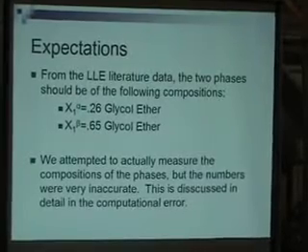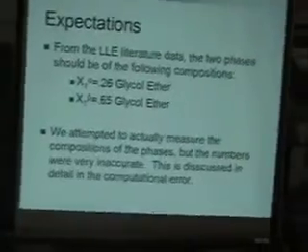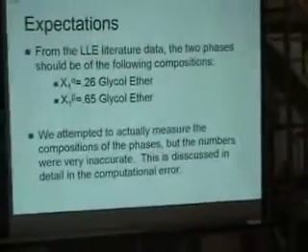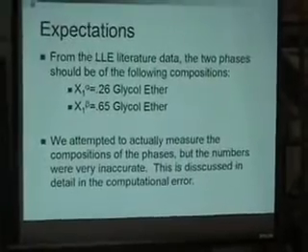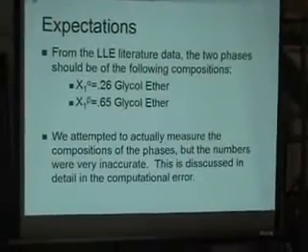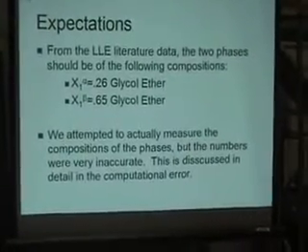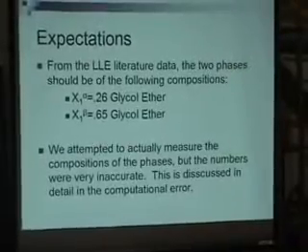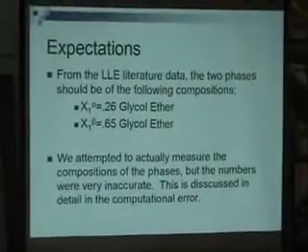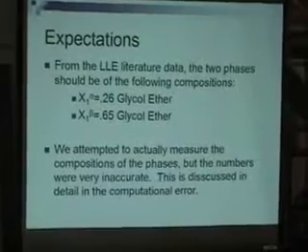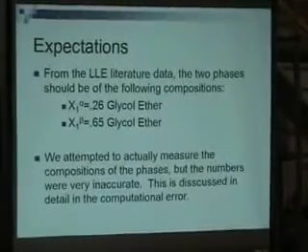Here are our expectations, like I pointed out, using the phase diagram. You get about 26% glycol ether in the water, what we're calling the water phase, and 65% in the organic phase. We attempted to actually measure the compositions of the phases. The numbers were a little inaccurate, we found out, and I'll present that next.